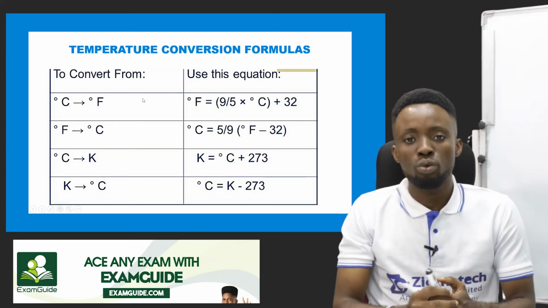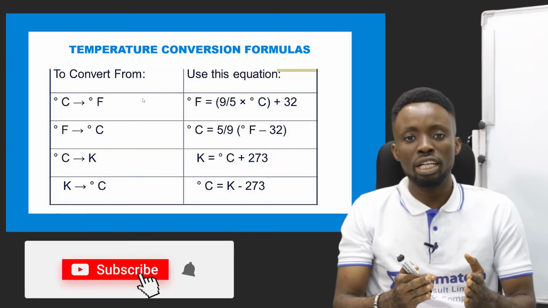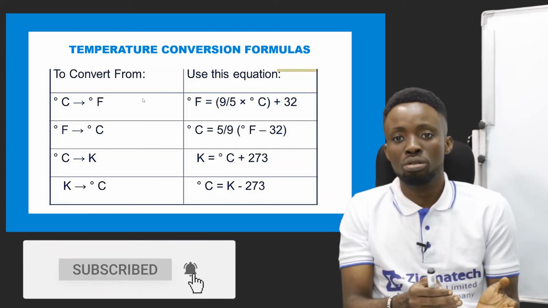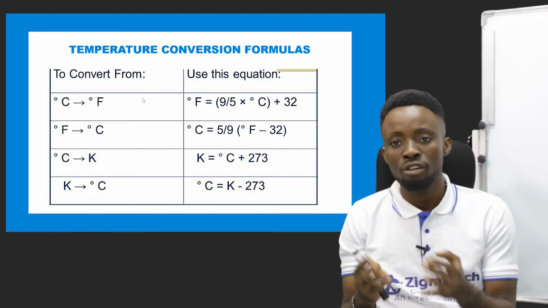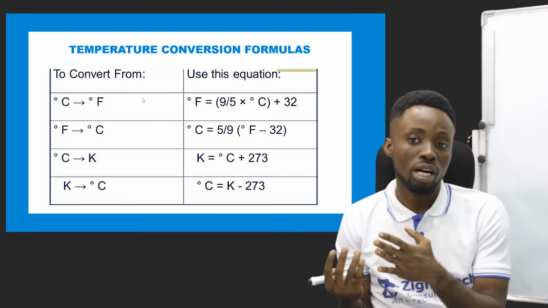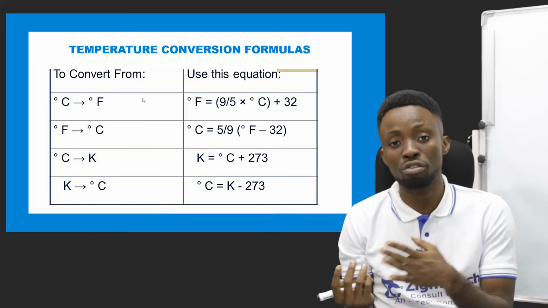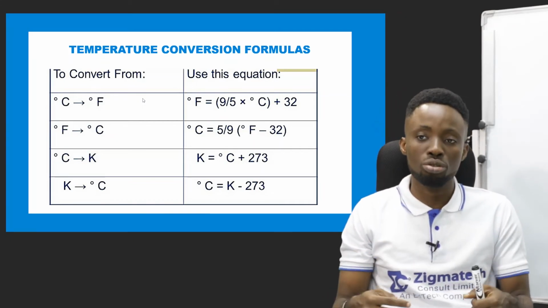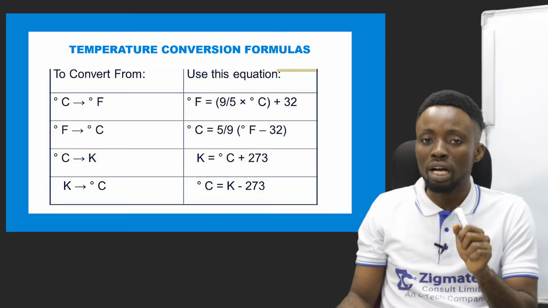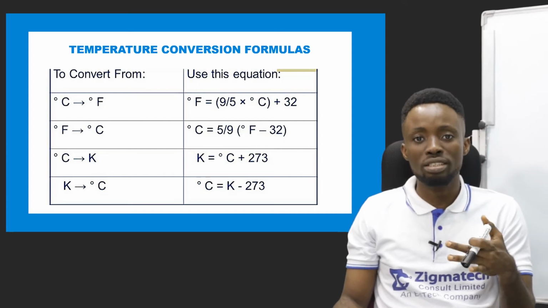Now, we can actually convert from one scale to the other. We can convert from Celsius to Fahrenheit, from Fahrenheit to Celsius. We can also convert from Celsius to Kelvin, or from Kelvin back to Celsius. So let's look at the formulas that we use.